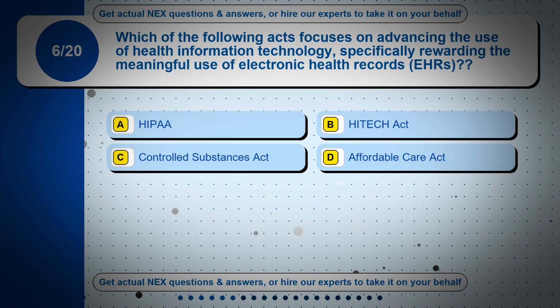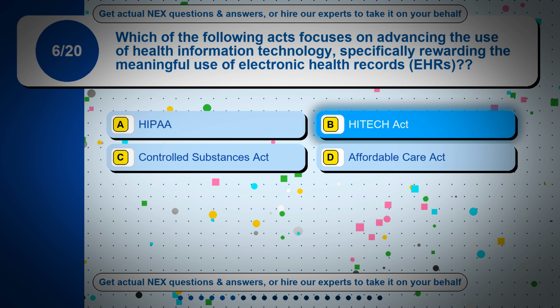Question 6. Which of the following acts focuses on advancing the use of health information technology, specifically rewarding the meaningful use of electronic health records, EHRs? Option A, HIPAA. Option B, HITECH Act. Option C, Controlled Substances Act. Option D, Affordable Care Act.